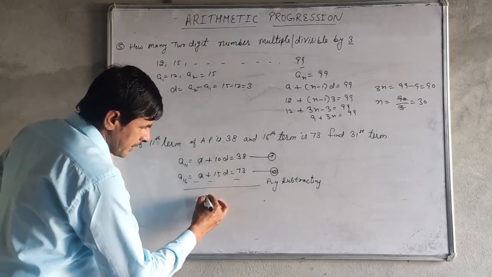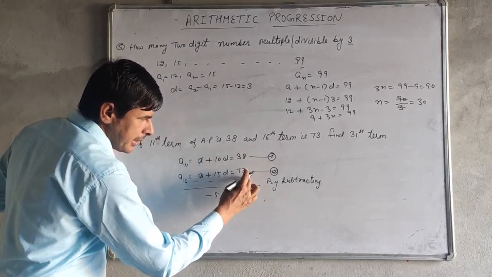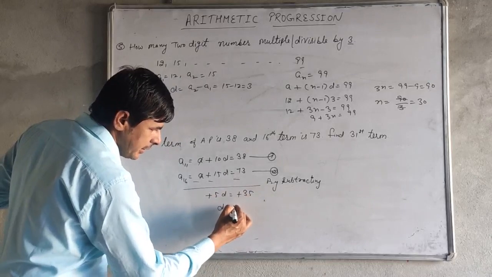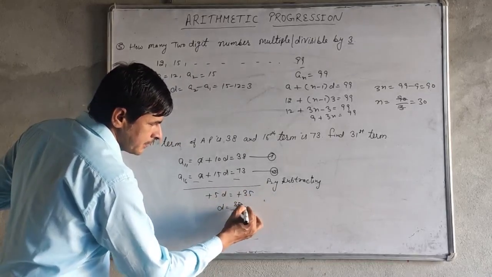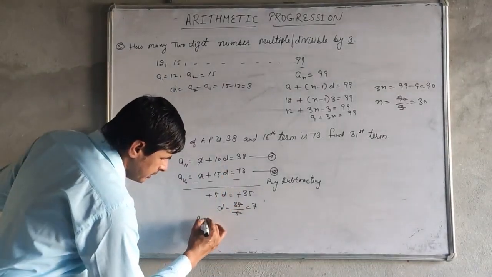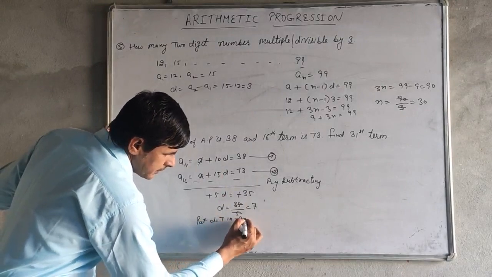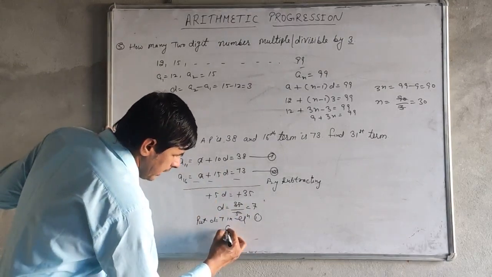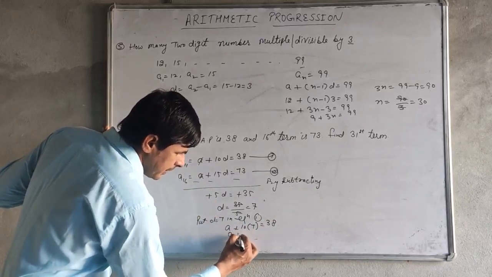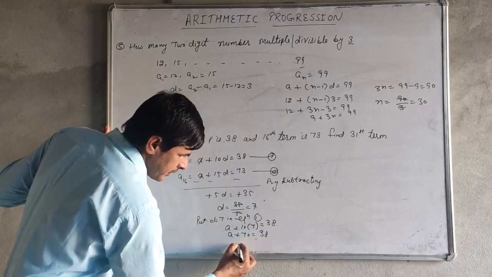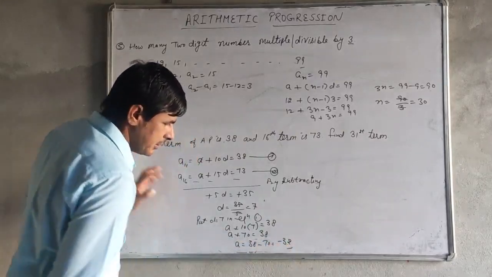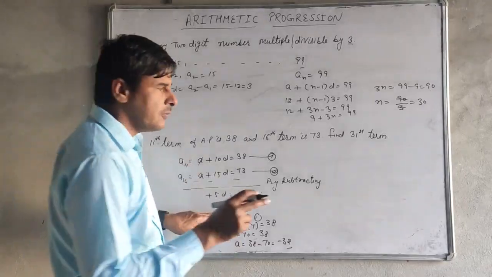10 minus 15 is minus 5d. 38 minus 73 is minus 35. Cancel minus into minus. d equal to 35 upon 5. d is 7. Put the value of d in equation 1. Put d equal to 7 in equation 1. a plus 10d equal to 38. a plus 70 equal to 38. a equal to 38 minus 70, minus 32.